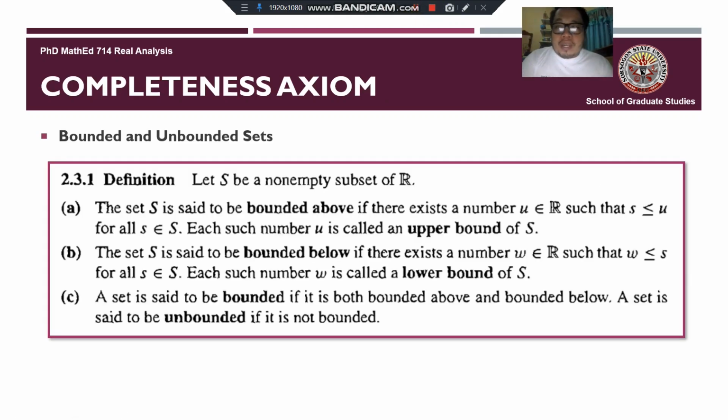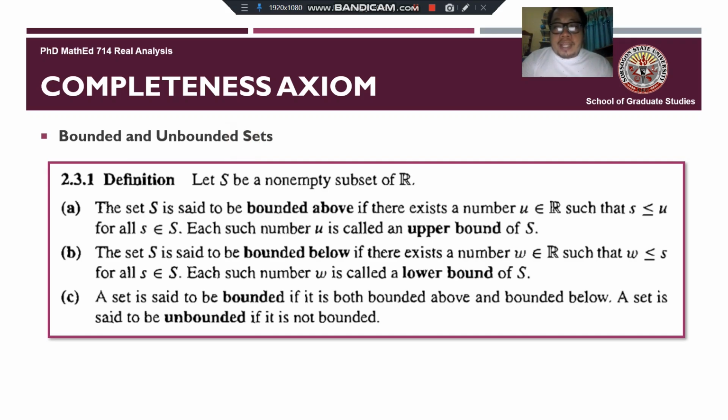Okay, so we are done with the well-ordering principle. So let's now have the completeness axiom. Here, we are going to discuss bounded and unbounded sets. So let's have first its definition.